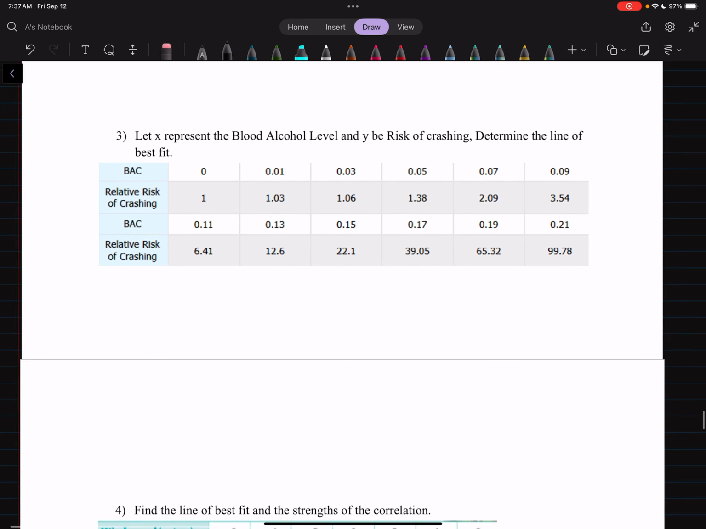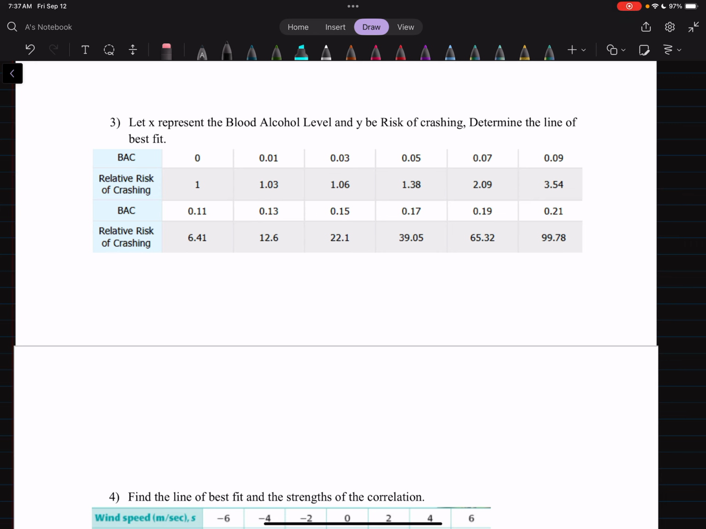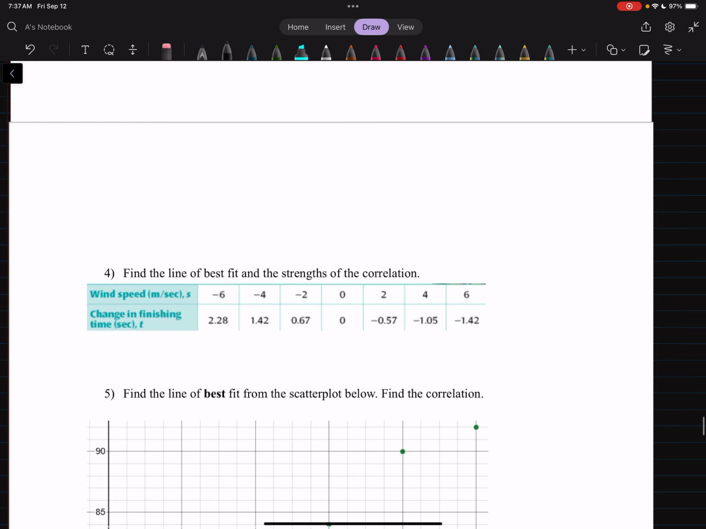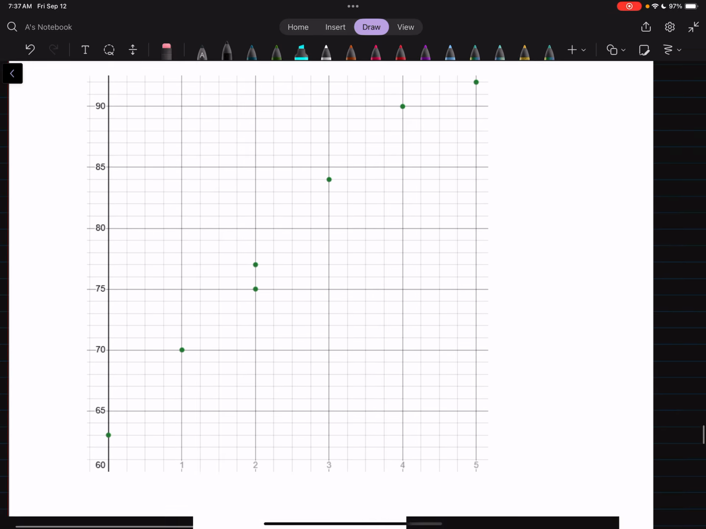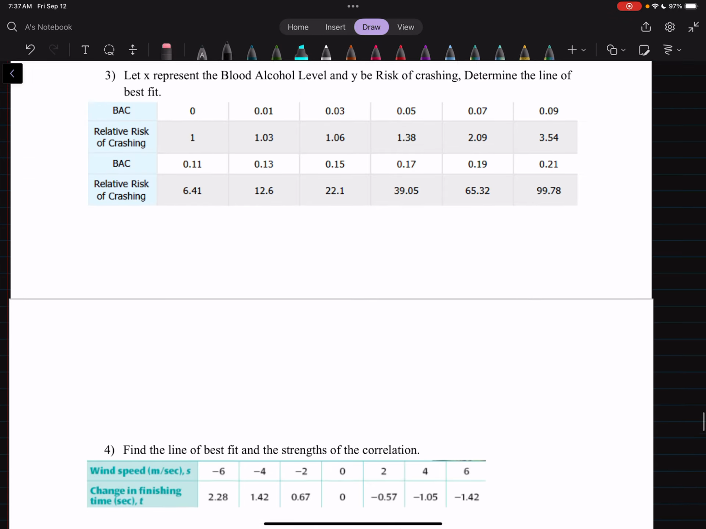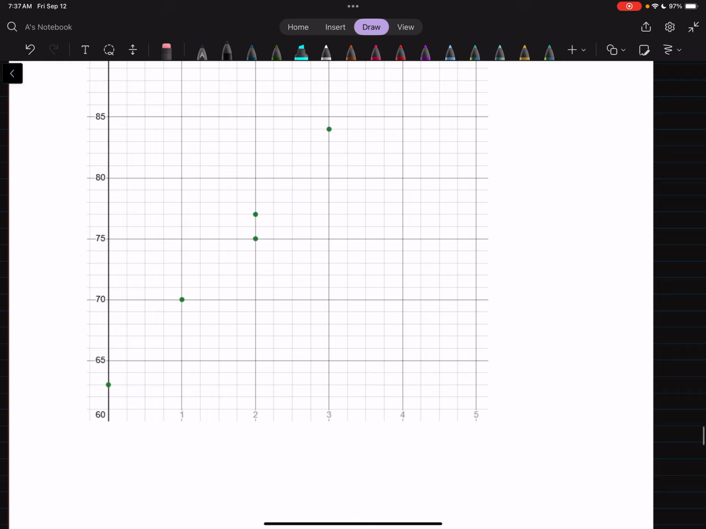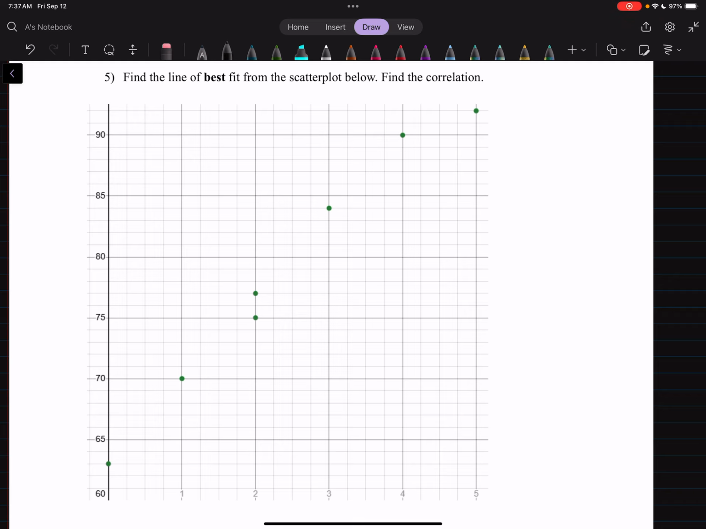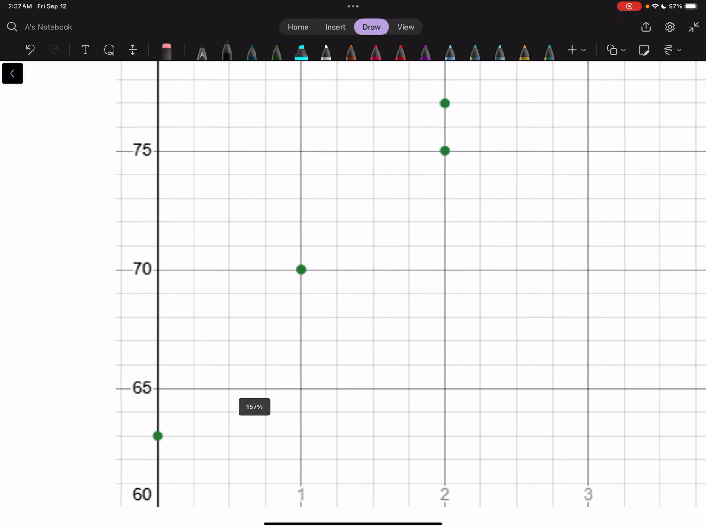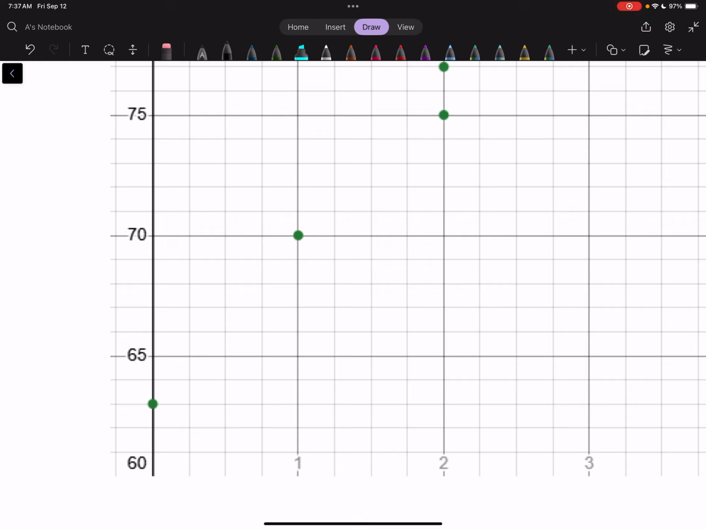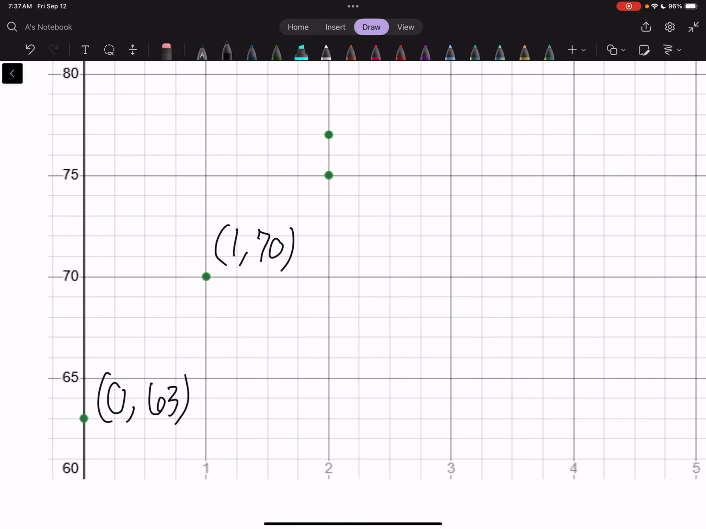Now, I'm looking through the rest of your problems to see if there's anything that'll throw you for a loop. I'm going to get you started on number 5, and I'm going to let you do the rest, including number 5, but I'm going to get you started. Number 5, I'm given a scattered plot with these coordinates. I'm not given a table, I'm given a graph. So I have to go through and write them by hand. So 0, 63 is my first point, 170, and so forth.